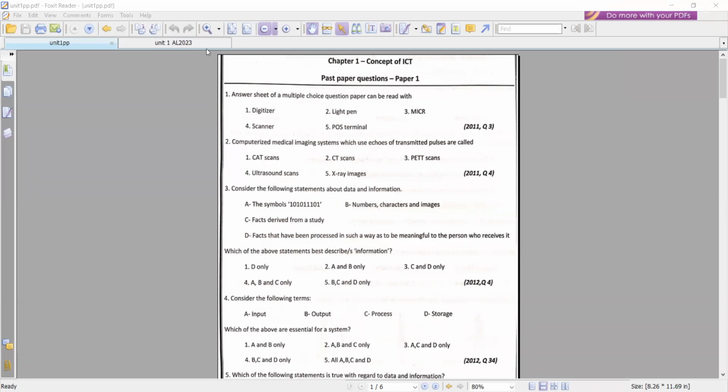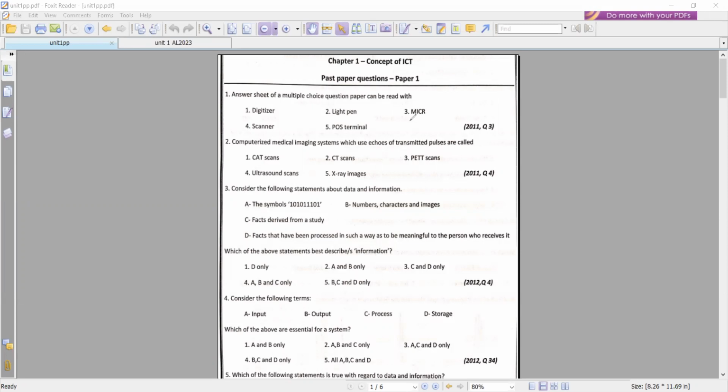First question. The answer sheet of multiple choice questions can be read with what? The answer should actually be OMR, optical mark reader, right? But you don't get an optical mark reader, OMR, here. So OMR you can't see.